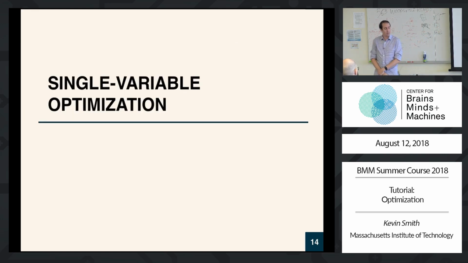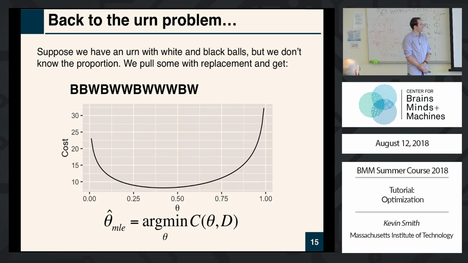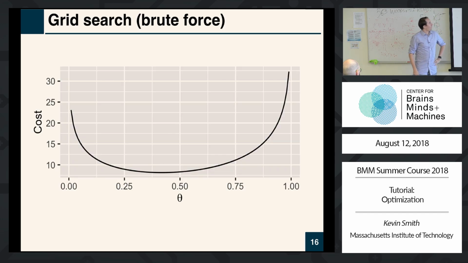So let's get back to this question of we have this urn, we now have this cost function, we want to figure out where is the minimum of this cost function, and how do we find this more generally? So if we don't know something about, you just take the proportion of the balls you've pulled, how do you get to this point down here? Well, there's a few options. The first one we're going to go through is grid search.